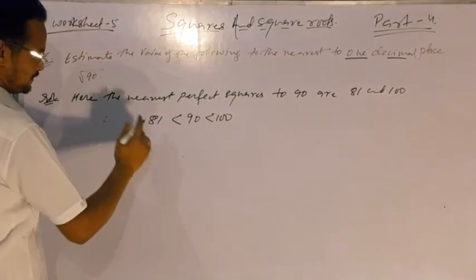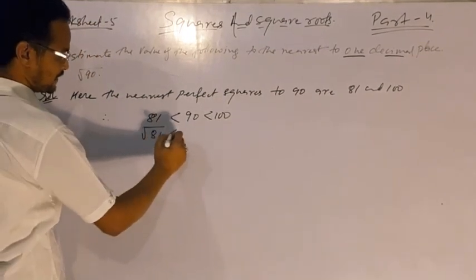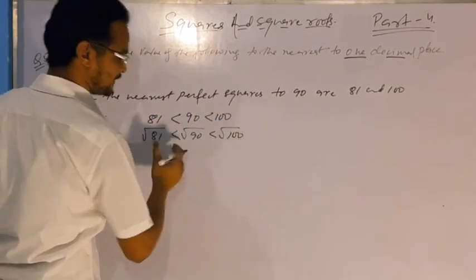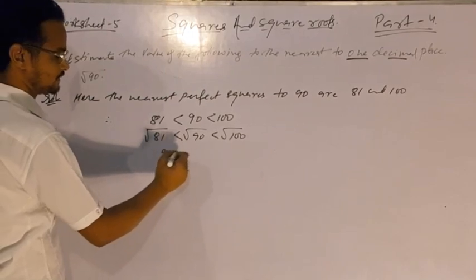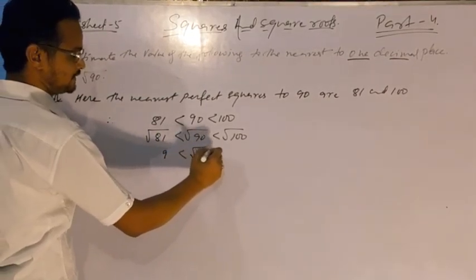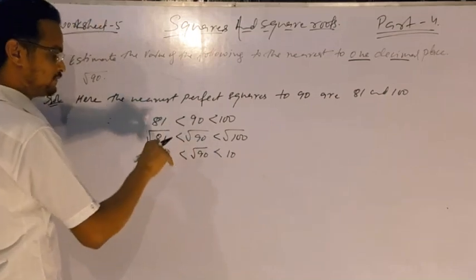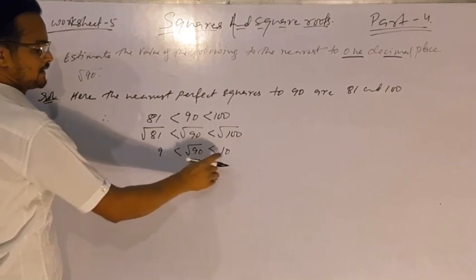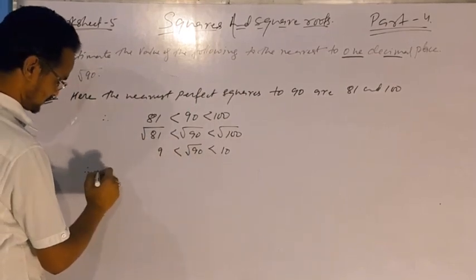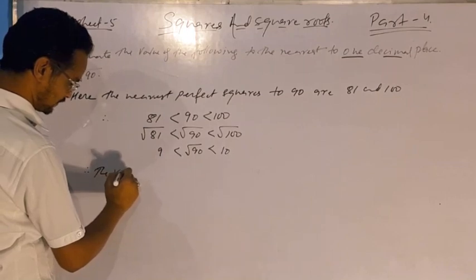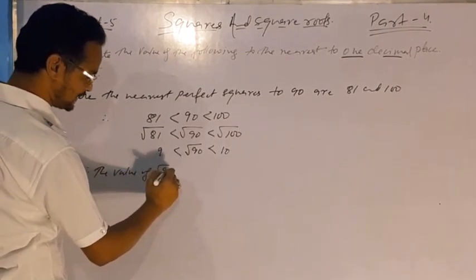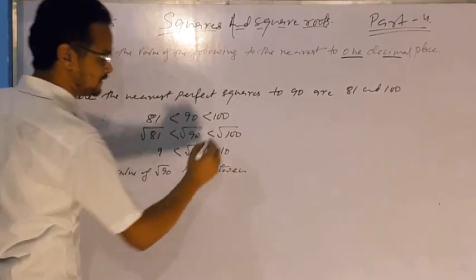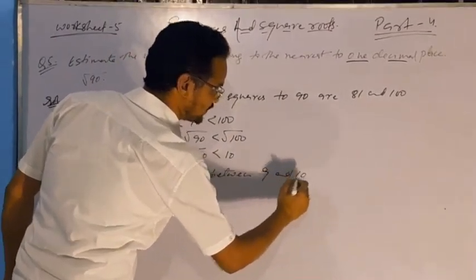Is it clear? Now put a square root on all of the numbers. Then find the value. Root 81 becomes 9. This will become 90, and this is left with 10. Therefore, we can say that the square root of 90 lies between 9 and 10. Therefore, the value of root 90 lies between 9 and 10. Now we will guess.